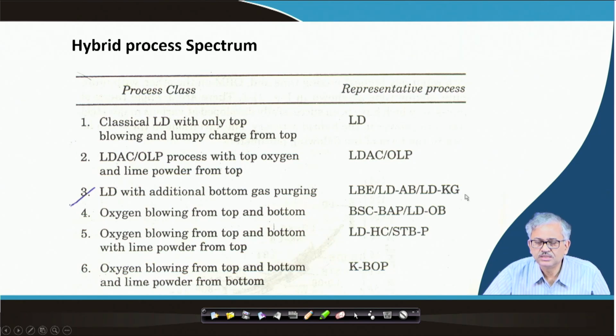Then LDAP, LDKG, there are other process variants of the LD with additional gas purging from the bottom.